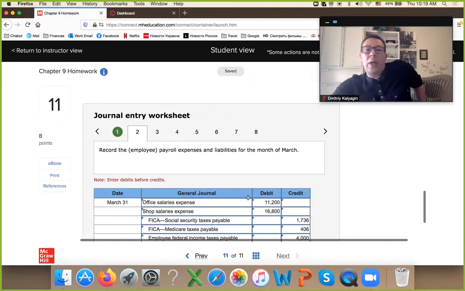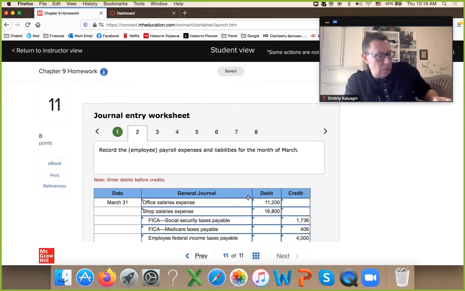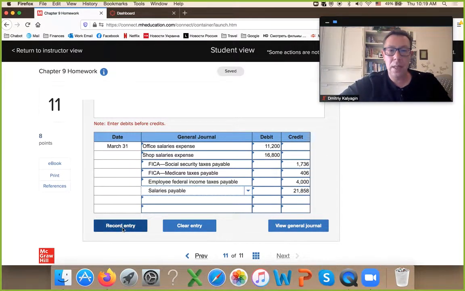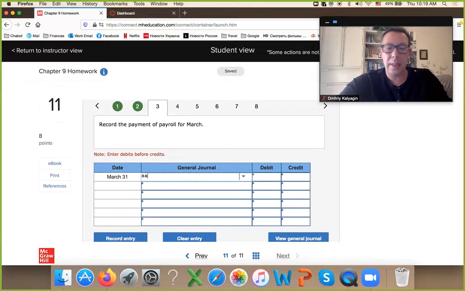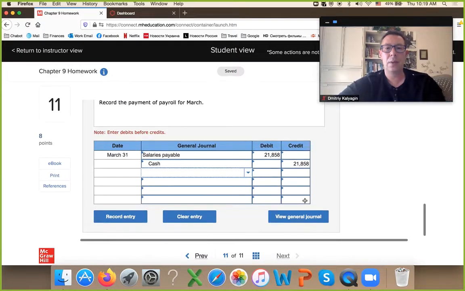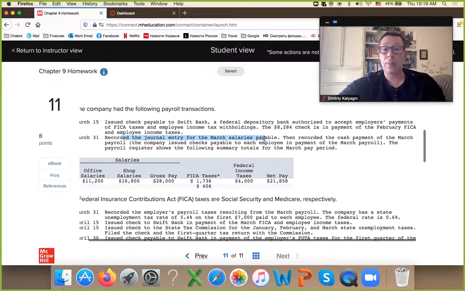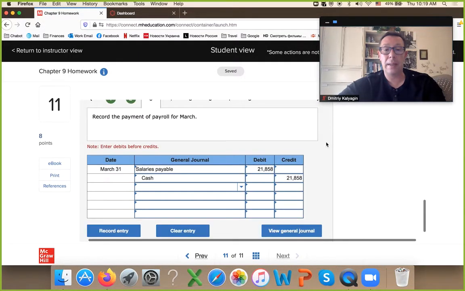So what I need to do, I apologize about this, I need to record this entry. And then I need to record the next one where I take salaries payable and cash. I debit salaries payable from the previous transaction, net pay of 21,858. There we go. So 2 transactions on March 31st: employee payroll and then the cash payment of net pay.